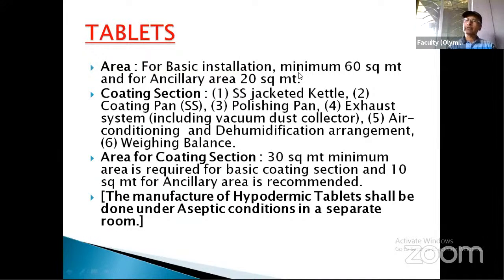Area of our coating section here is again 30 and 10. 30 square meter for the coating unit, basic unit, and 10 for ancillary area is recommended.